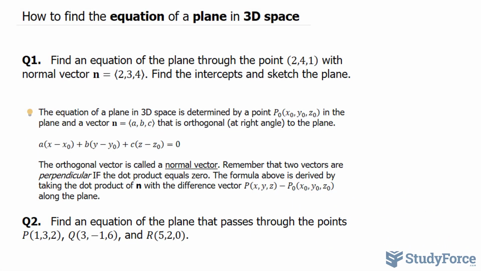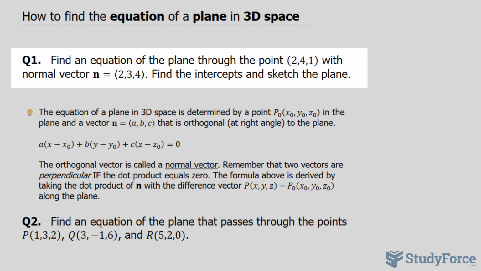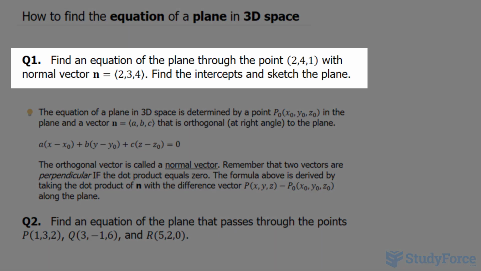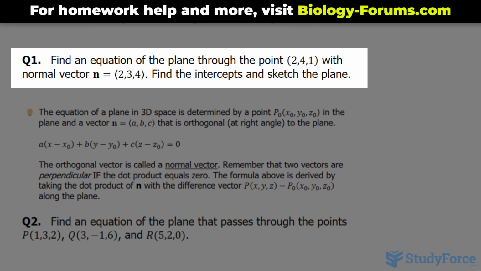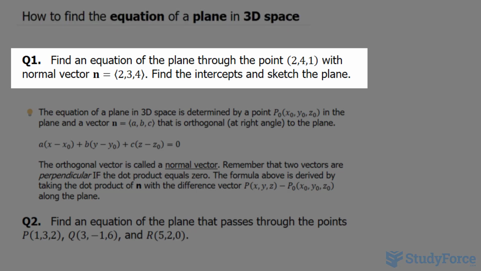In this lesson, I'll show you two examples on how to find the equation of a plane in 3D space. Question 1 reads, find an equation of the plane through the point (2, 4, 1) with the normal vector n with the x, y, and z components shown there, and find the intercepts and sketch the plane.